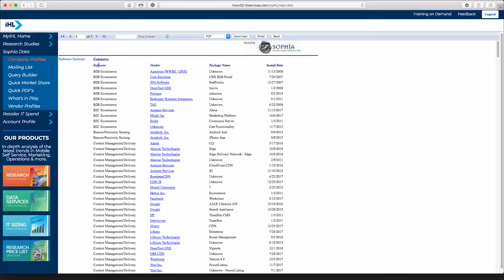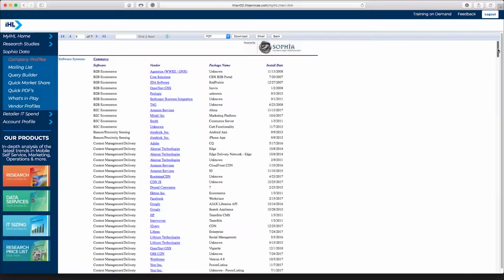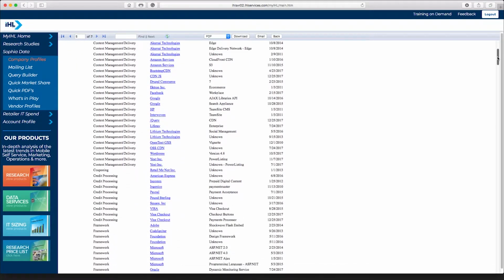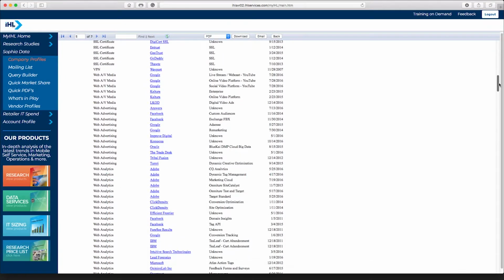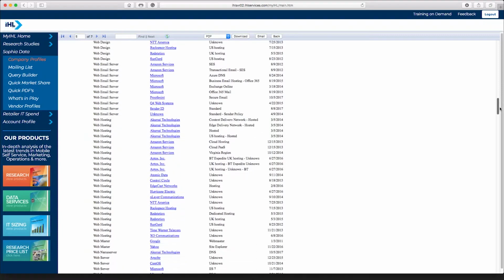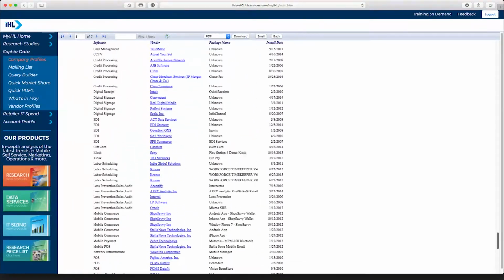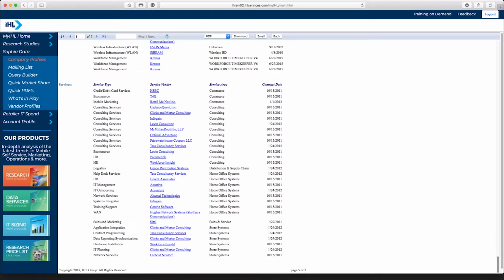Sophia uses the headings Software, Vendor, Package Name, and Install Date. These headings are then broken into 9 subcategories of solutions. They are Commerce, Data Warehouse, Distribution and Supply Chain, Financial Systems, Home Office Systems, Knowledge Management, Sales and Service, and Store Systems. At the very bottom of the page, you will see a section labeled Services with the headings Service Type, Service Vendor, Service Area, and Contract Date.